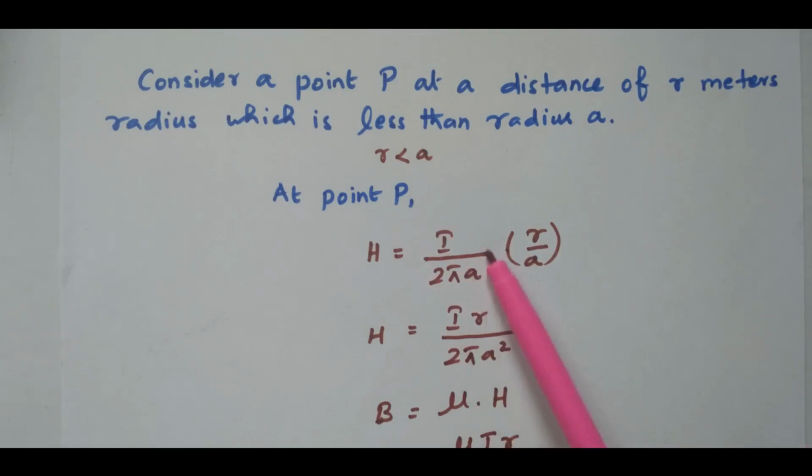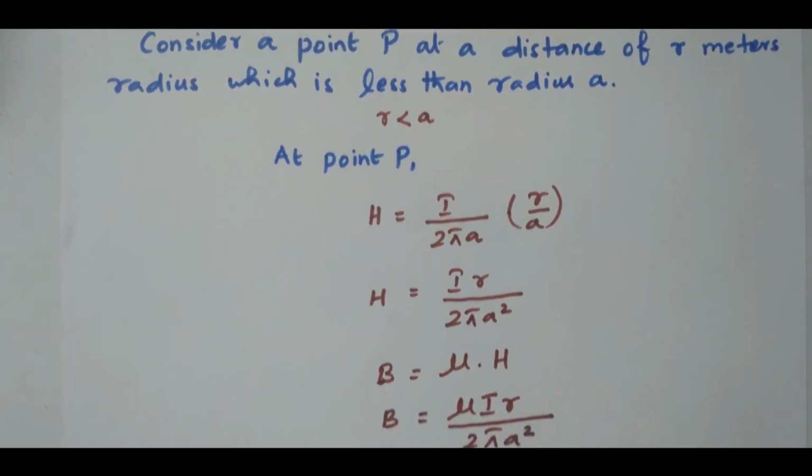This is due to Ampere's law, integral H dot dl equal to I. So H equals I by integral dl, that is 2 pi a, the circumference. After this we have I r divided by 2 pi a square, since one a is here and one a is there. So H equals I r divided by 2 pi a square.